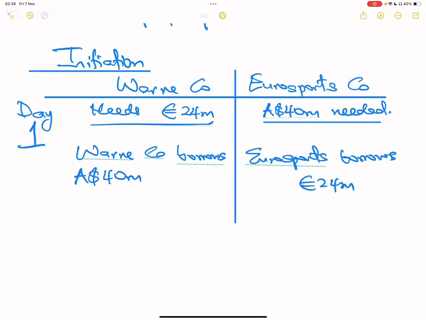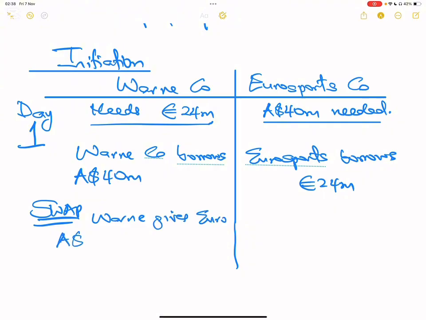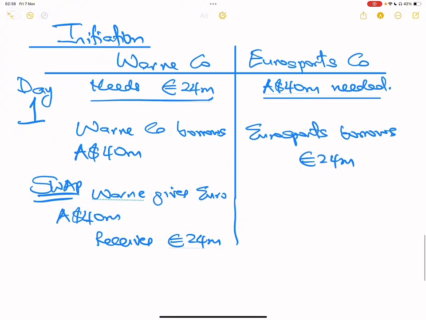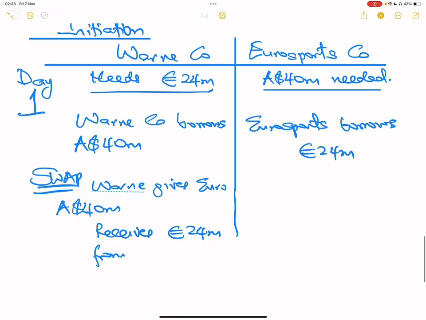Once they borrow it, they swap. So the swap starts immediately on day one, which means One Co gives Eurospot the money they borrowed for him, 40 million, and in return, he will receive 24 million euro from Eurospot.